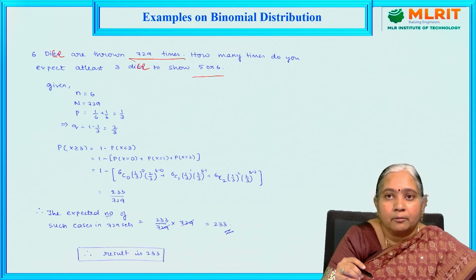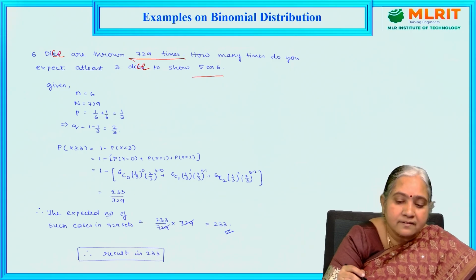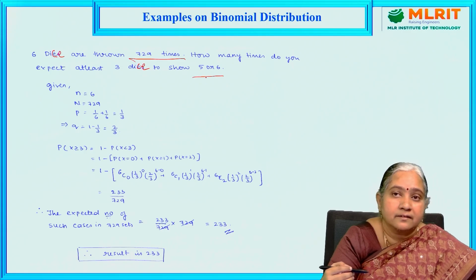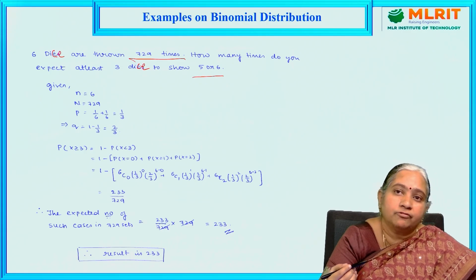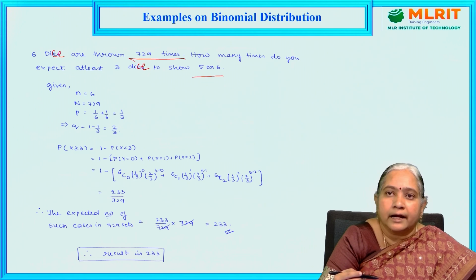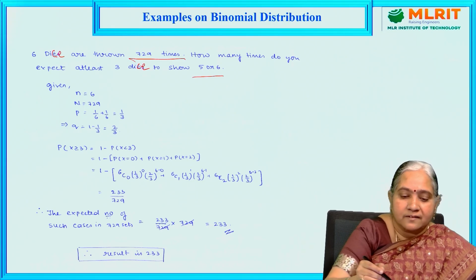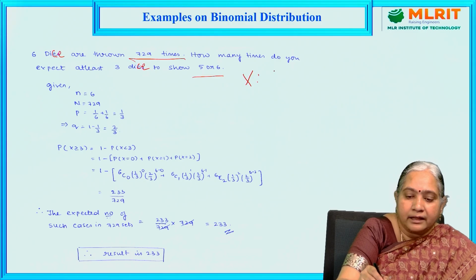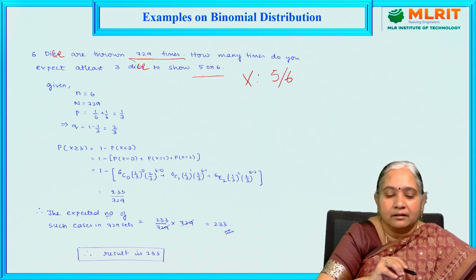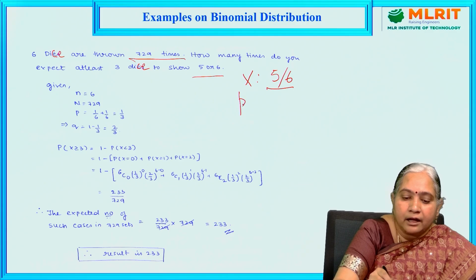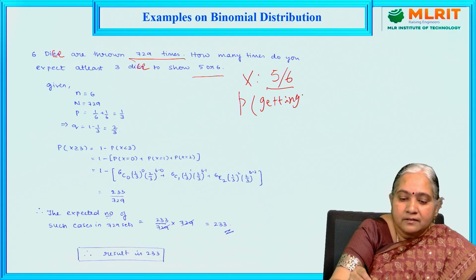But in binomial distribution, we define the success event and failure event. So here, getting 5 or 6 is the success event. Remaining all other events are failure events. That means getting 1, getting 2, getting 3 or 4. All these are failure events except 5 or 6. So the success event X is either 5 or 6. So what is the probability of getting 5 in a single trial?